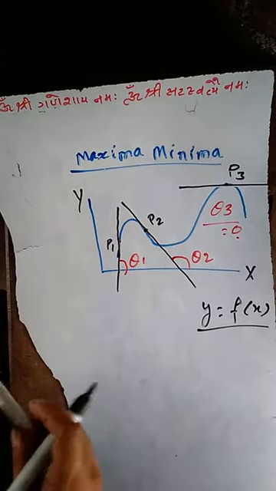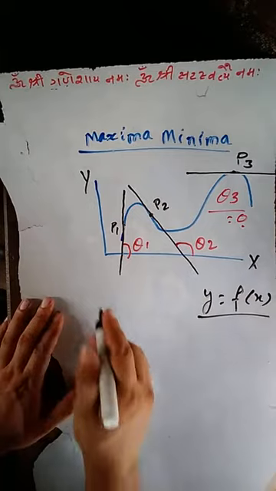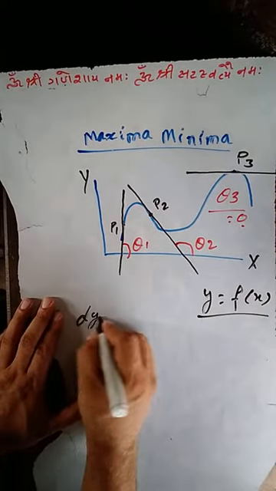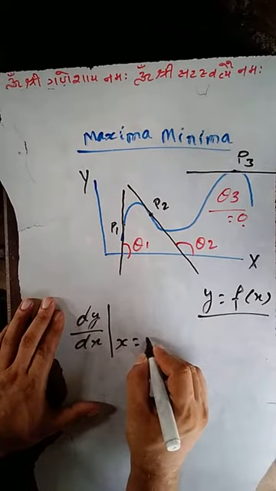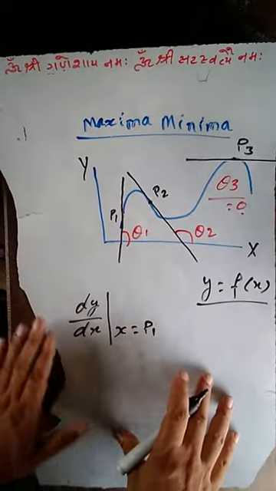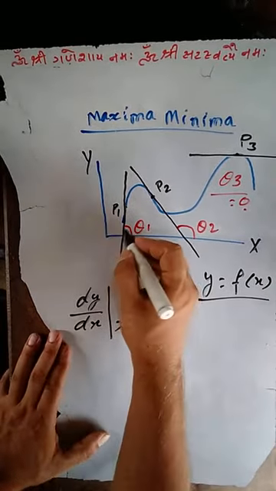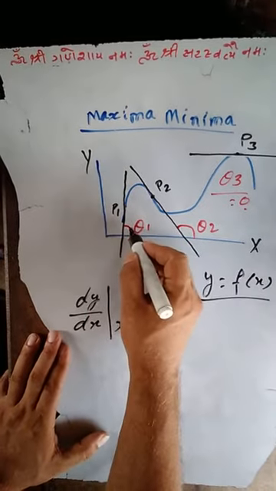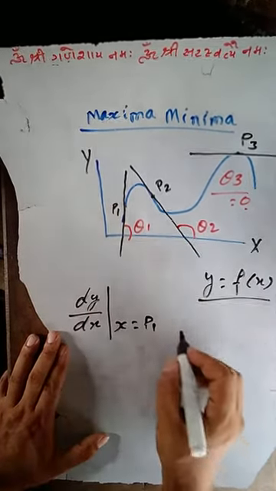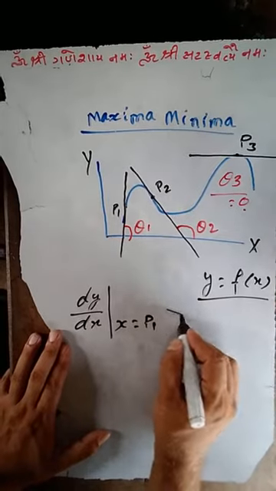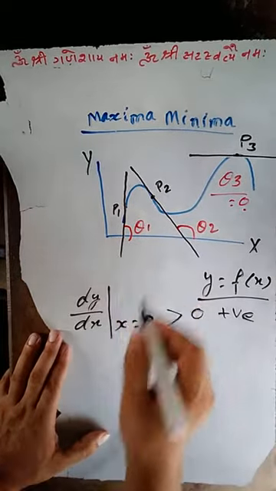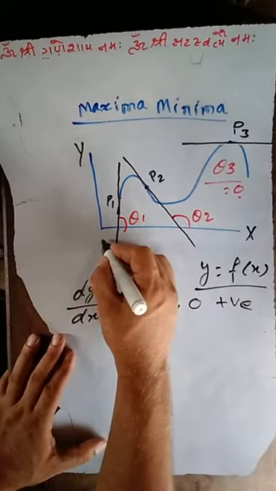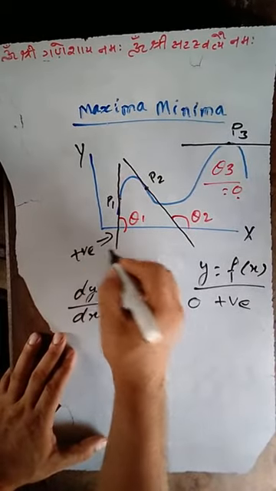So in that case we calculate dy by dx at point P1. Here the angle is 0, so dy by dx will be 0, which is non-negative. So at this point it is 0.